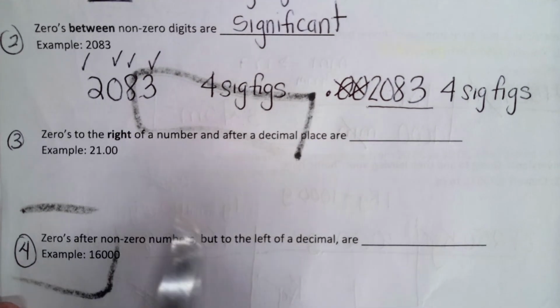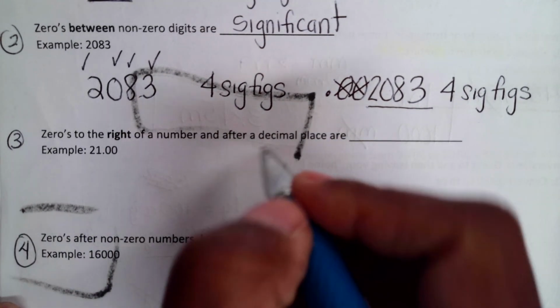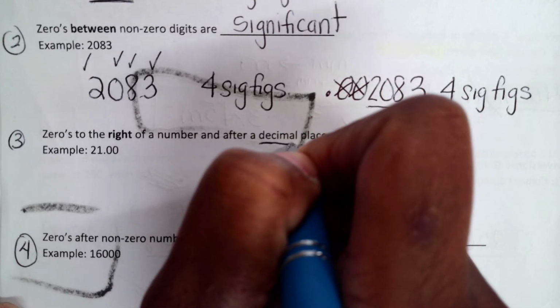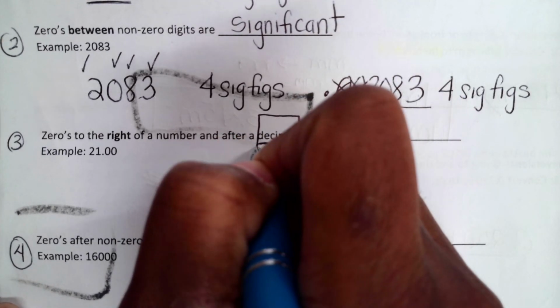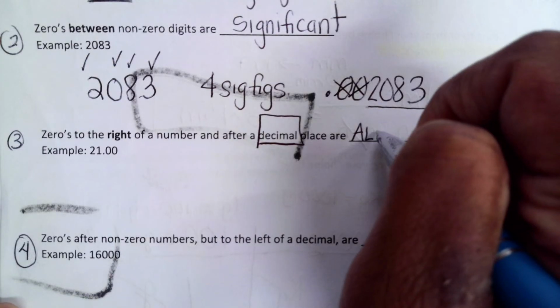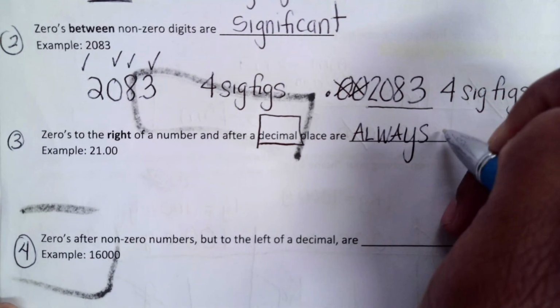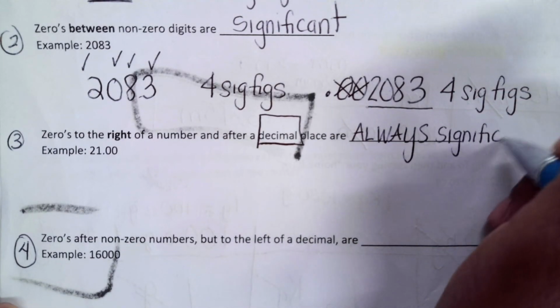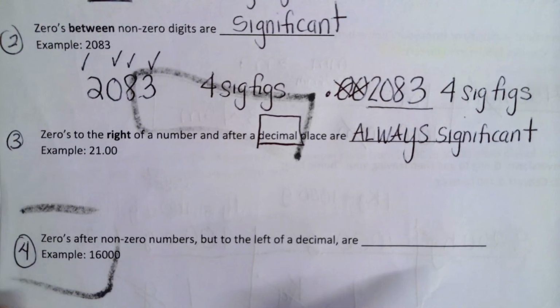All right, so for 3, zeros to the right of a number and after a decimal place. There has to be a decimal in that number. If there's a decimal in that number, the zeros at the end are always significant. And put a box or highlight that word decimal. Because if there's a decimal in the number, you count the zeros at the end. If there's no decimal in the number, you don't count the zeros at the end.